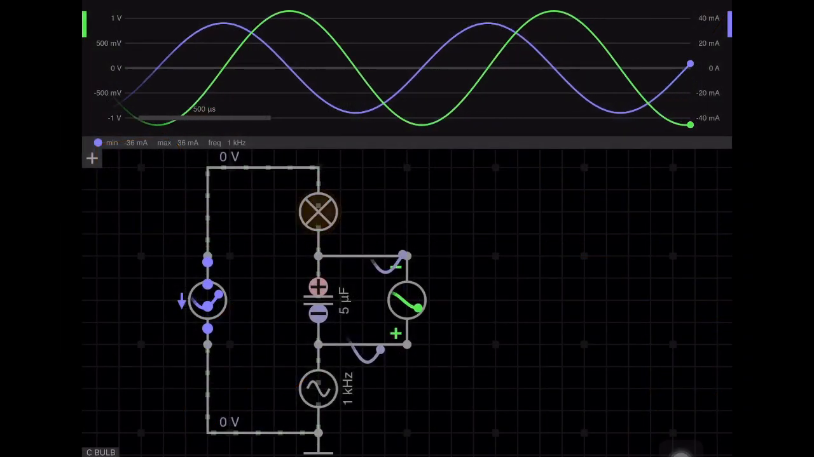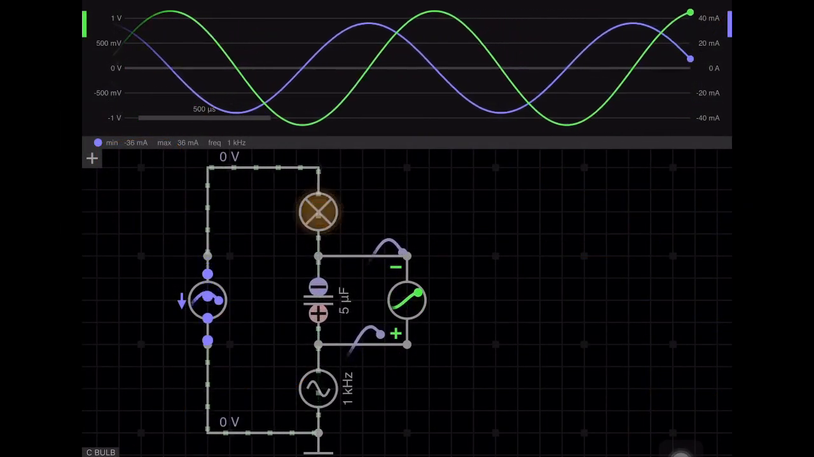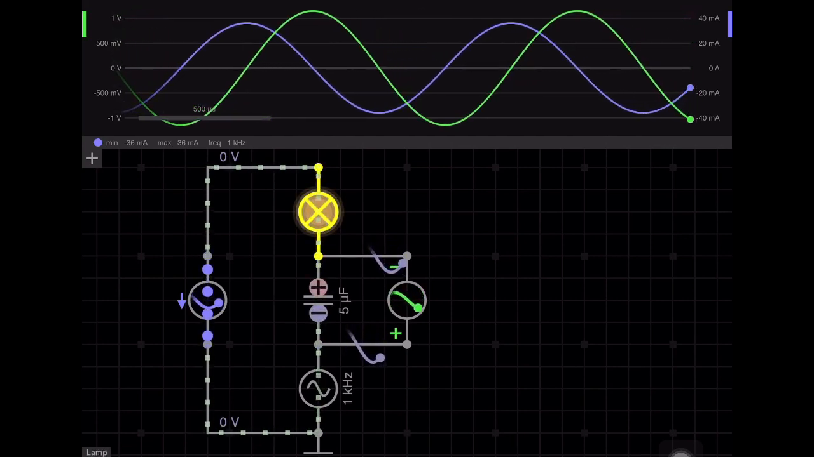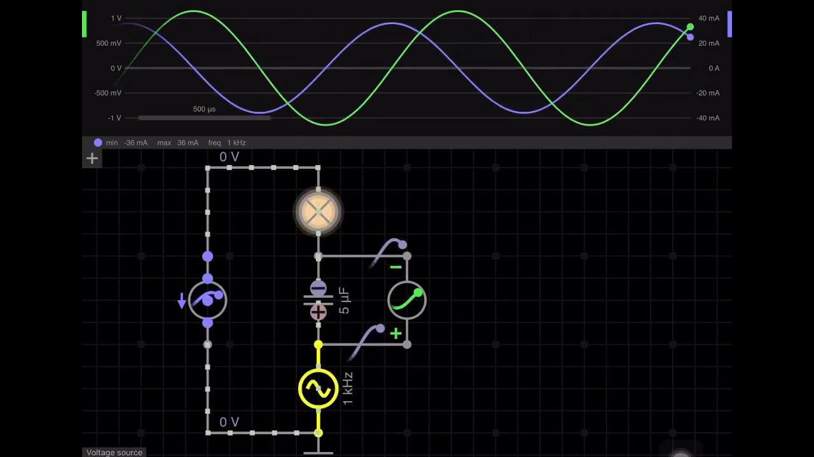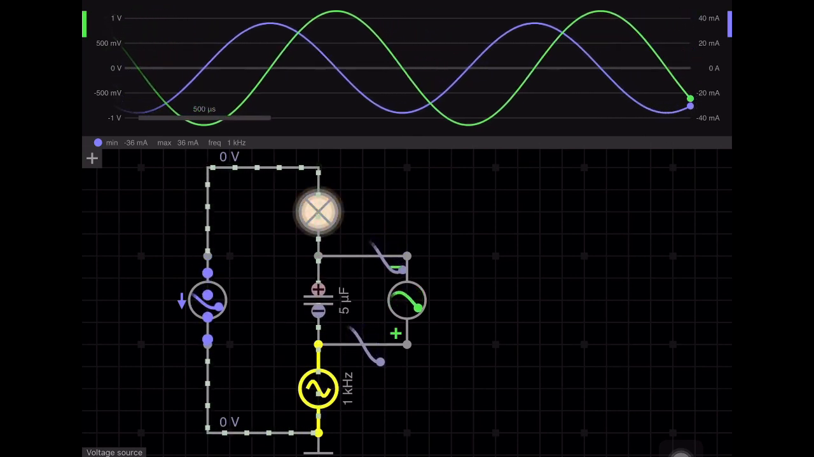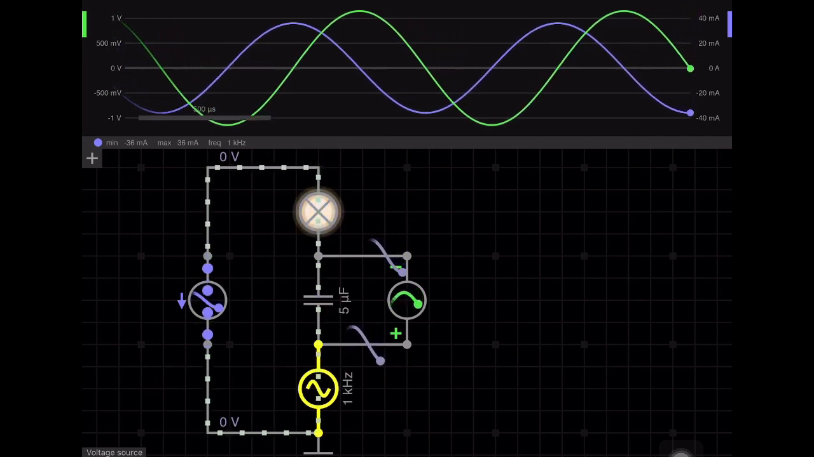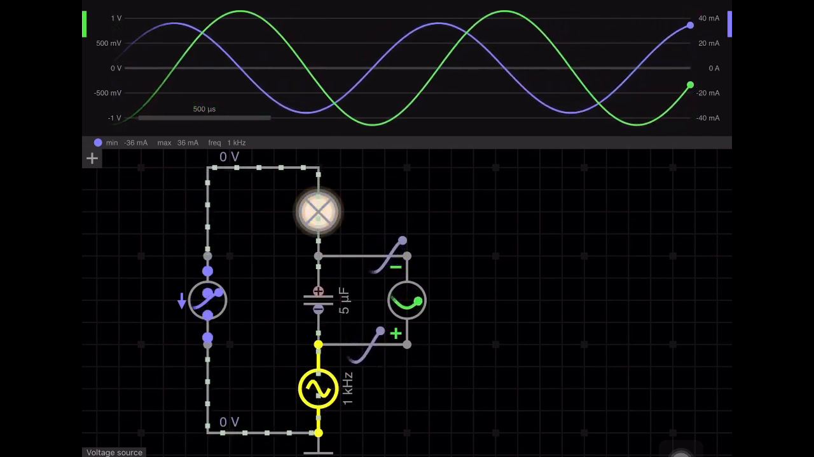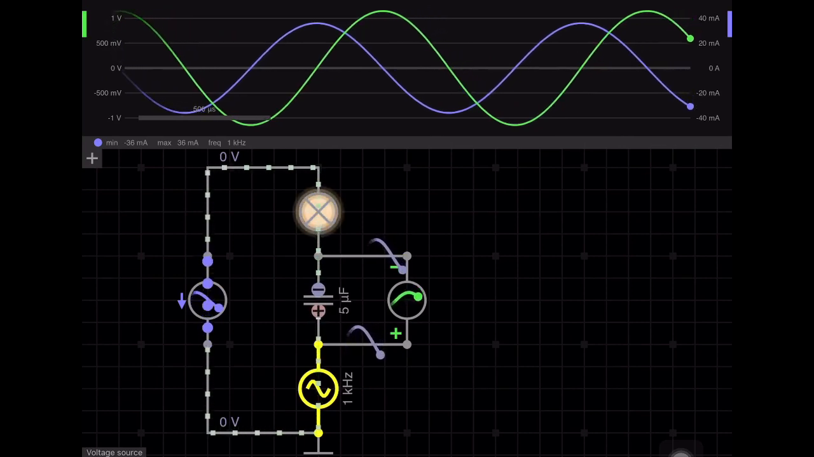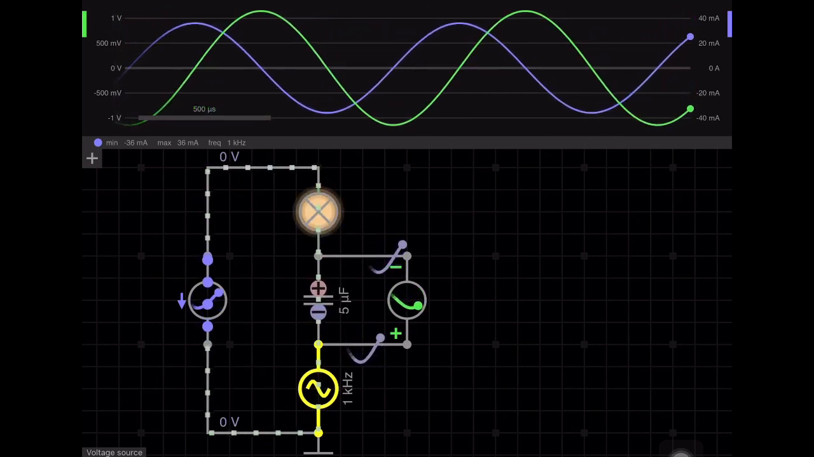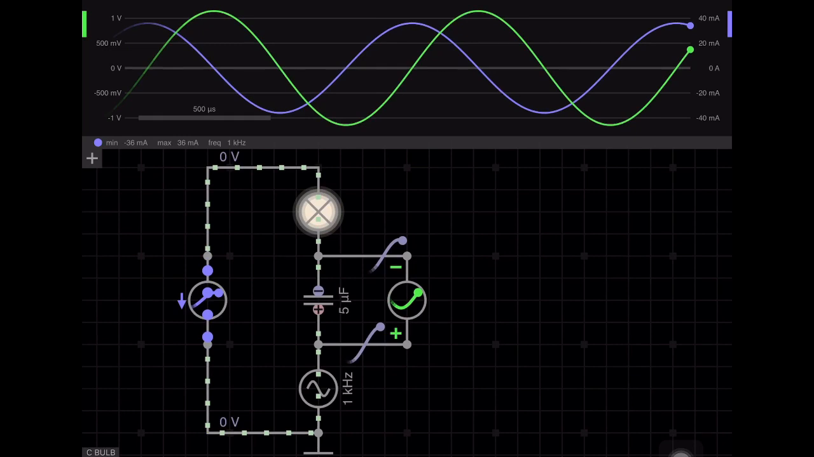Okay, this is an RC circuit where you can see a resistor. Instead of a resistor, I have connected a lamp. There is a capacitor, there is an AC source, and definitely you know the current will lead the voltage by exactly 90 degrees. The voltage across the capacitor is green and the current is violet. Pausing it for a moment, you can see that the violet graph is leading the green graph. So the point is very simple. The voltage across the capacitor and the current through the capacitor will have a phase difference of 90 degrees.